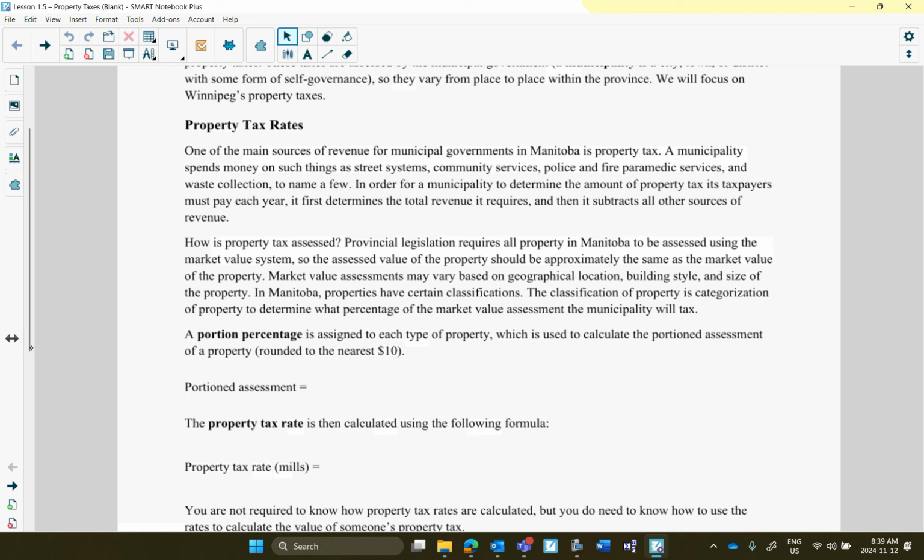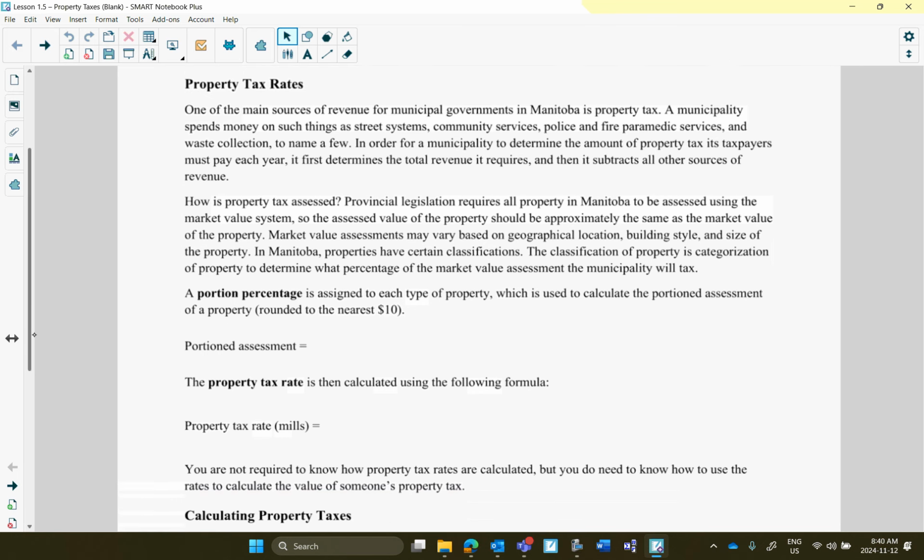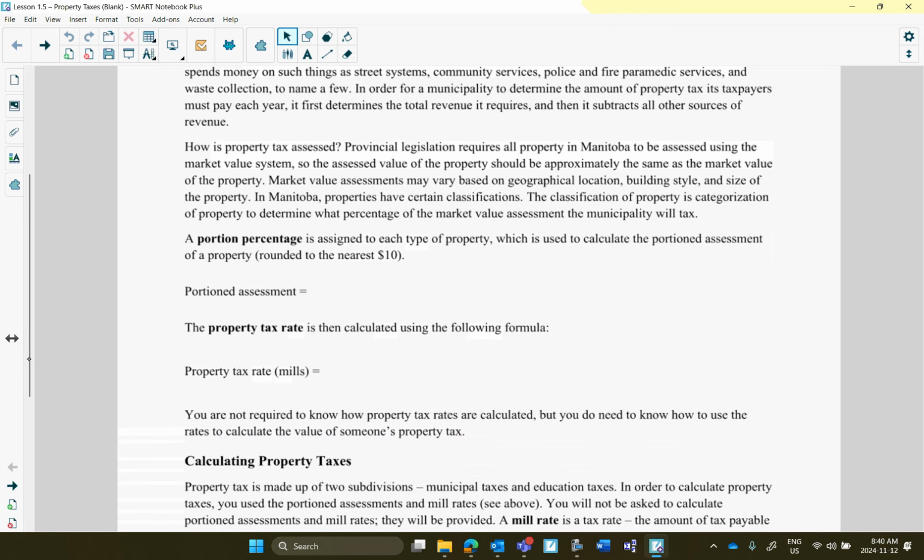So what they do is your property is assessed based on the market. That may not be how much your house sells for. Okay, your house might sell for less than the market value. Your house might sell for more. It depends on how hot the housing market is. So they say, okay, this is what your home is worth, and then we're going to take a portion of that, and that's what we're going to assess a property tax on. Okay. So the portion percentage is assigned to each type of property, and they calculate the portion assessment.